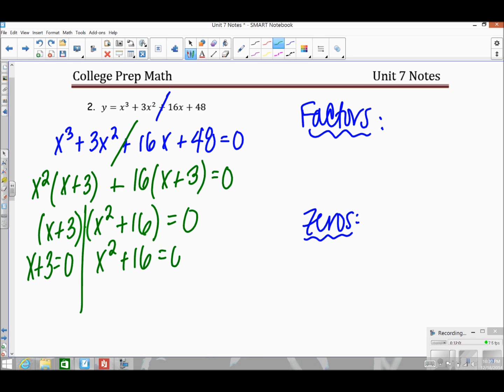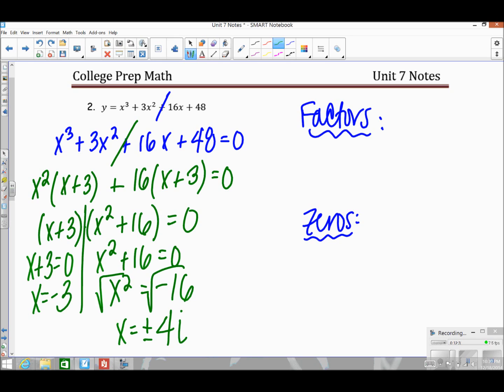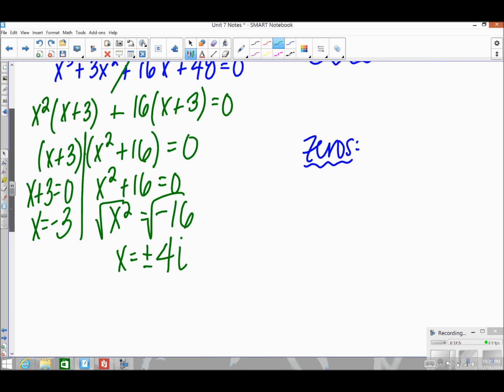And notice that I can't break down that x squared plus 16 because it's an x squared plus. So it's not a difference of perfect squares. You can't break it down. So I get x equals negative 3 over here. This one I get x squared equals negative 16. You're going to take the square root. We know right away we're going to get imaginary numbers because we're taking the square root of a negative. Square root of 16 is 4, and since we had the negative underneath, we have an i in there.